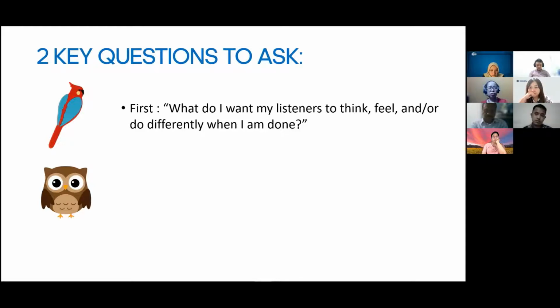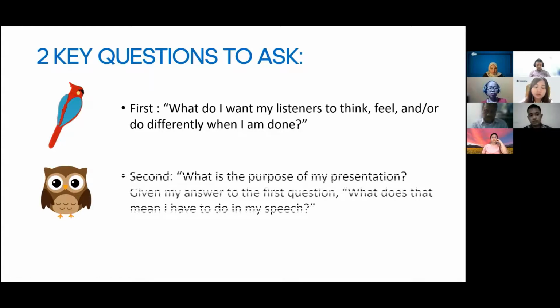Do you want them to change their position on an issue, or get excited about your cause? Or do you want them to take some sort of action? You need to be specific here. And then the second one, what is the purpose of my presentation? Given the answer to the first question, what does that mean I have to do in my speech?